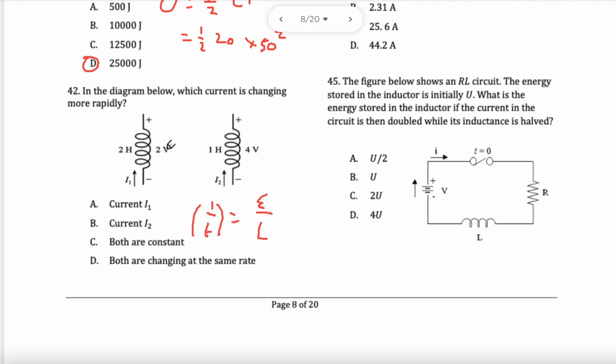EMF over L: 2 divided by 2 will be 1, and 4 divided by 1 is of course 4. So which one is changing faster? I2 is changing faster, not that one. I2 right there.